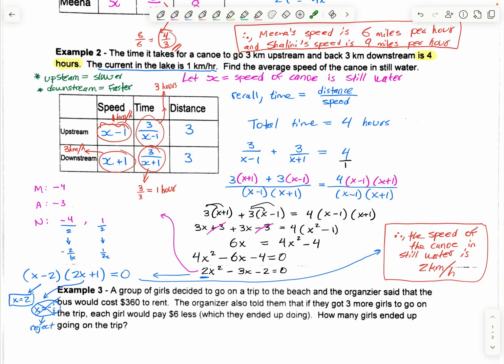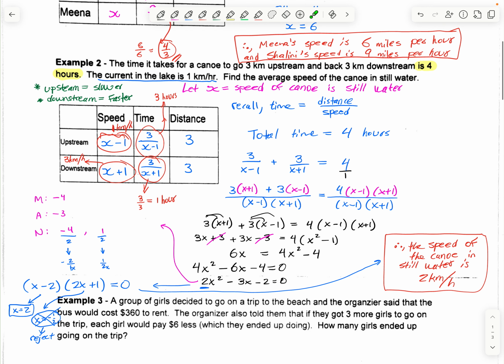And also, I would mention a restriction here as well. Since the upstream speed is x minus 1, we know that x has to be greater than 1. Clearly, if we put any value of x here that is less than 1, we would get negative speeds, which doesn't make sense. So x has to be bigger than 1, at least 1. Or it can't even be 1 because then the speed would be 0. It has to be greater than 1, okay? All right, so that's it for that example. We can now move on to number 3.